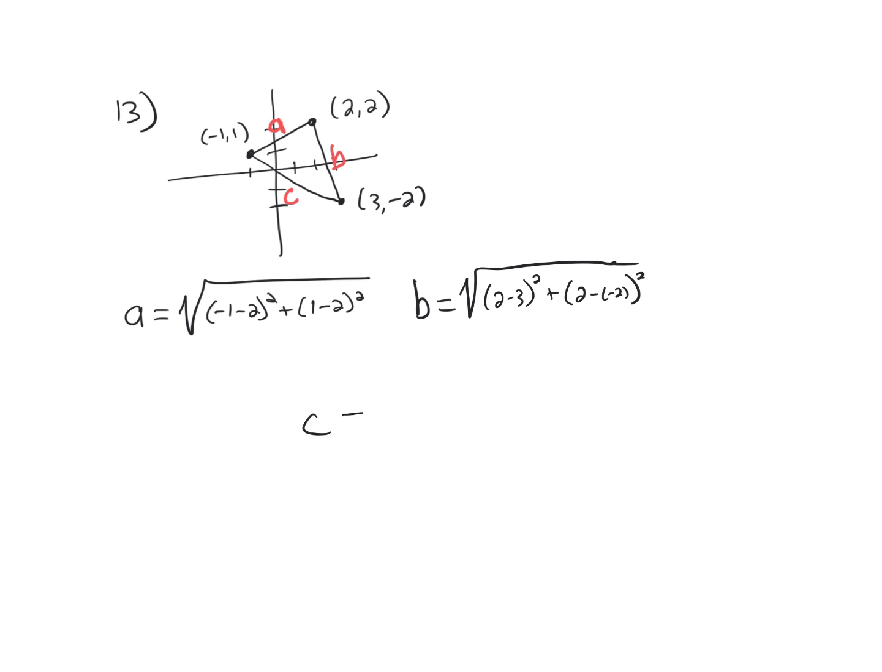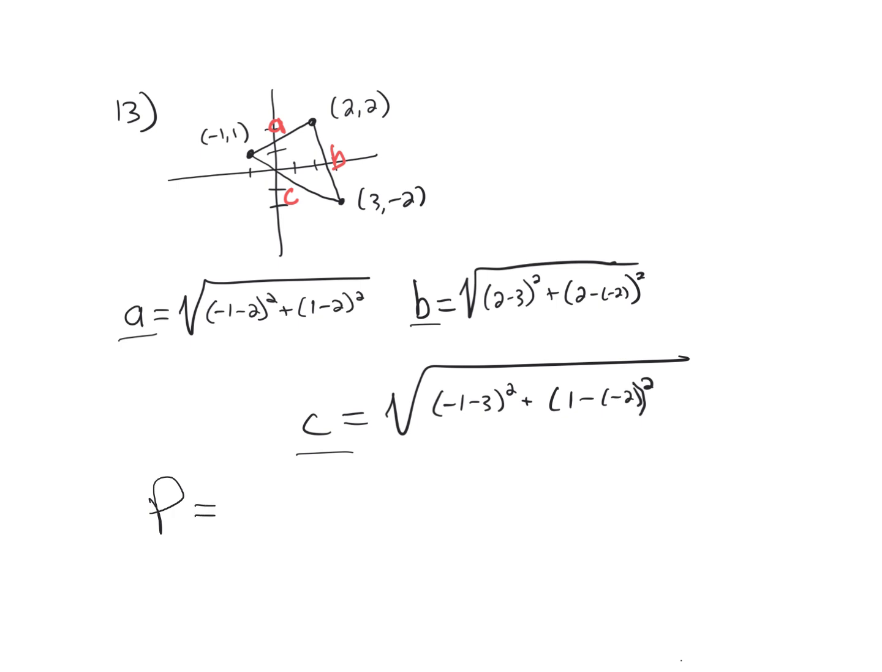And then for C, that is the distance between this point and this point. So I'm going to have, for my x's, negative 1 minus 3 quantity squared, and for my y's, 1 minus a negative 2 quantity squared. Okay, now be really careful, because sometimes the values you get for A, B, and C will be radicals that will not combine. I'm going to tell you for this problem that the answer for the perimeter is radical 10 plus radical 17 plus 5.